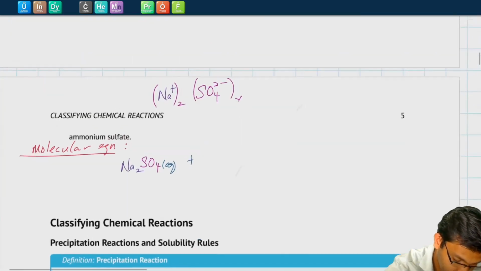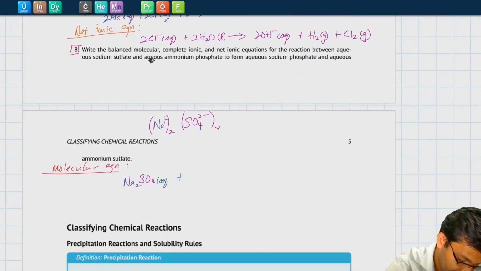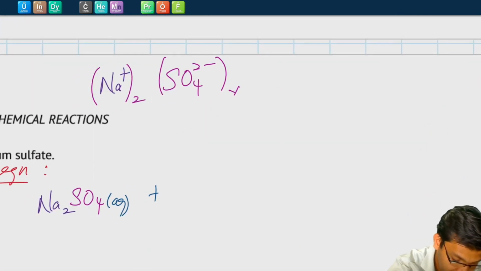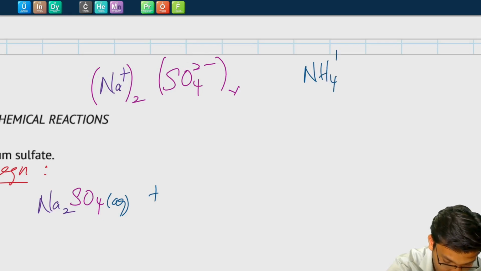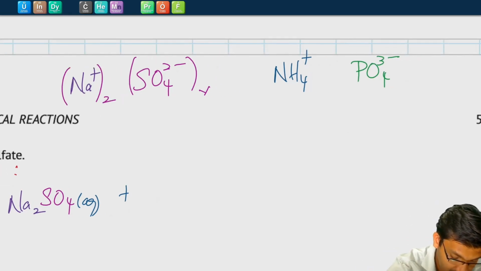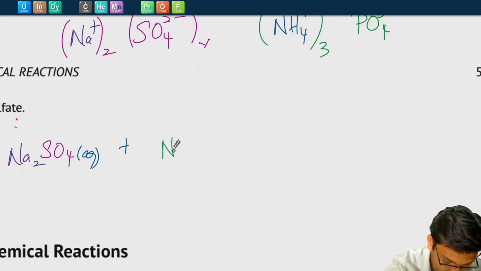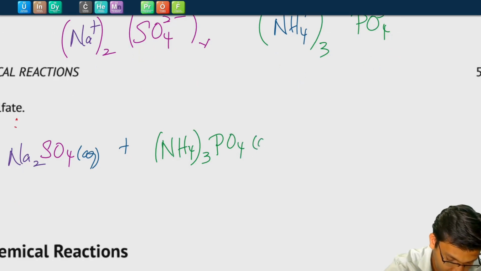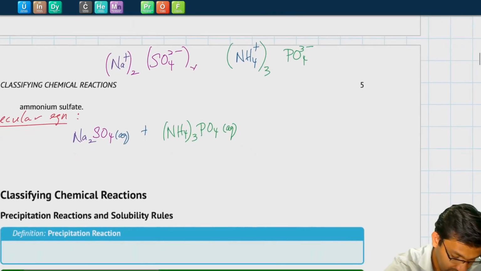We add that to, let's look at the second one, aqueous ammonium phosphate. From our ion table, we'll see that ammonium has a formula NH4 with a +1 charge, and phosphate has a formula of PO4 3-. So to make this all balanced with charge, we need to multiply this guy by 3 to make sure it's 3 positive charges. So the compound for ammonium phosphate will be (NH4)3PO4 aqueous. Do you see how that works? Okay. Let's see what it forms.